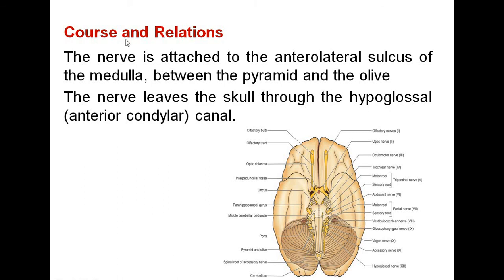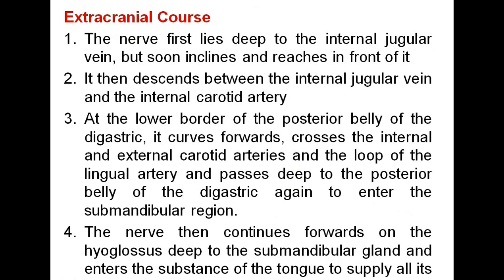After its intraneural course, the nerve is attached to the anterolateral sulcus of the medulla oblongata, which is present between the pyramid and the olive. The nerve leaves the skull through the hypoglossal or anterior condylar canal. After exiting the skull, it has an extracranial course.